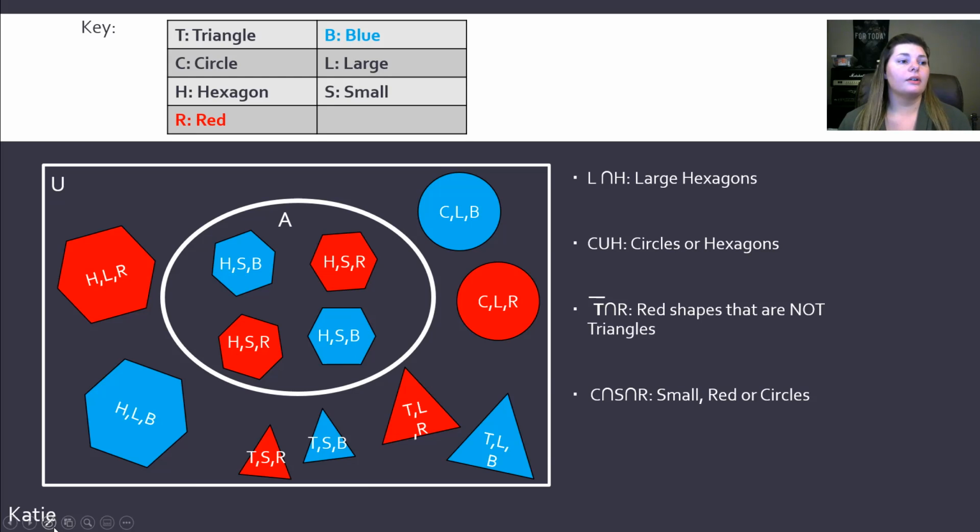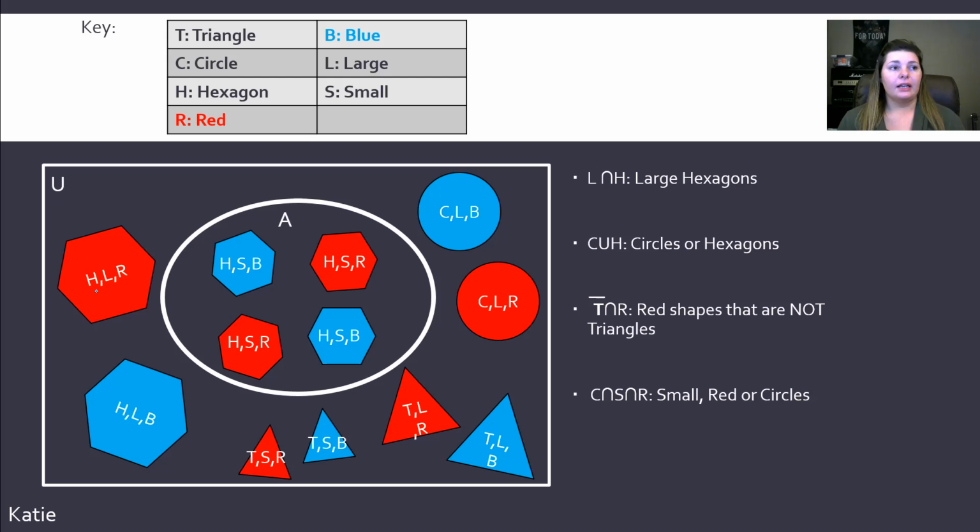So moving along, we have something very similar. In the universe, like we said, we can have anything. Now we've changed to colors and shapes. We have a little key here because it would take quite a lot to write out each of these things. So let T be triangle, C be circle, H be hexagon, R be red, B be blue, L be large, and S be small. So you see here how we label it.